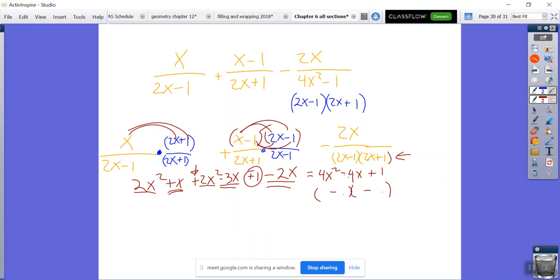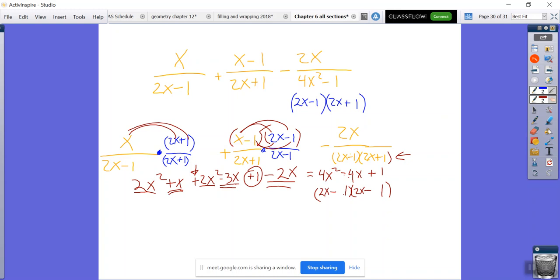All right, what times what is 1? In this case, negative 1. Yeah, perfect. And what will be our first term? What times what is 4x squared? Would it be 4x and x? Probably not, because I'm looking at my denominator, and my denominator has no 4s. Okay, would it be 2x and 2x? It would be 2x and 2x. And also, by the way, 2x plus 2x is 4x, which is our linear term.